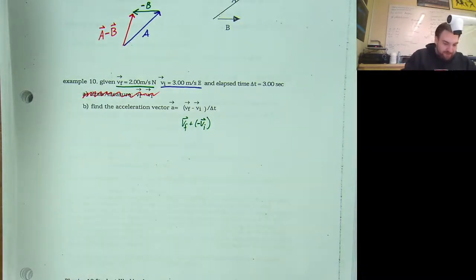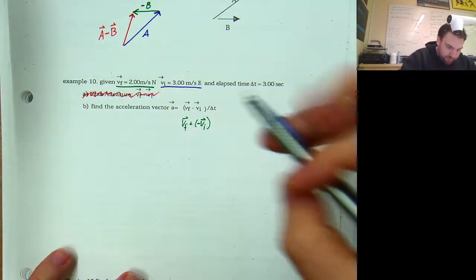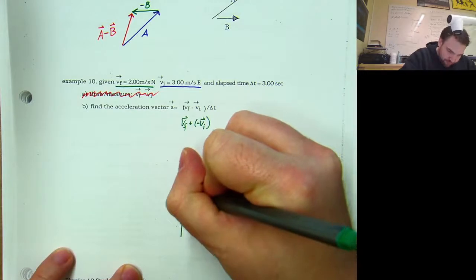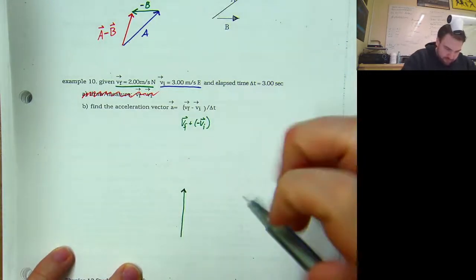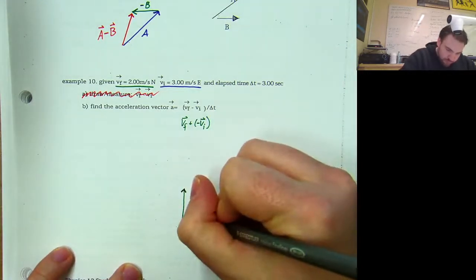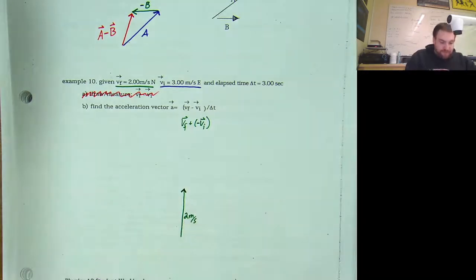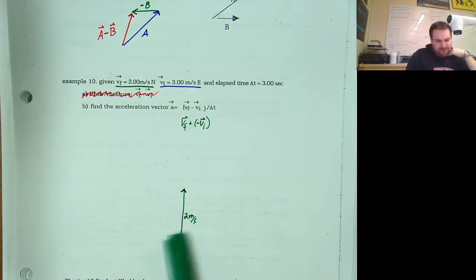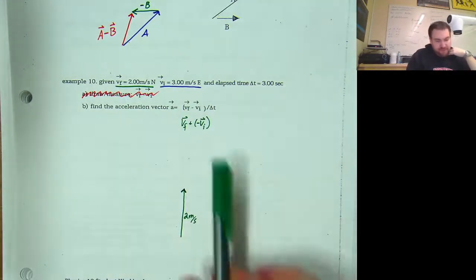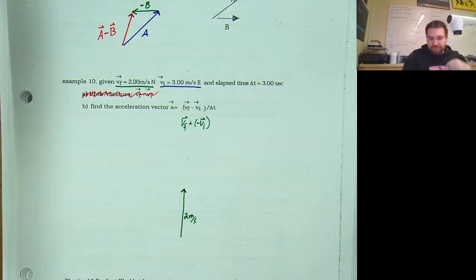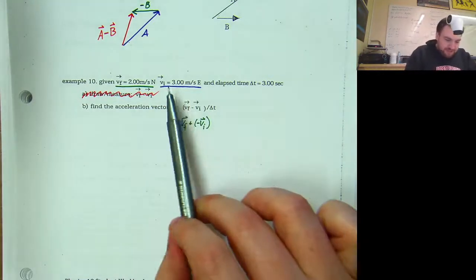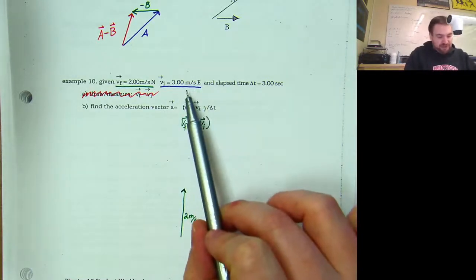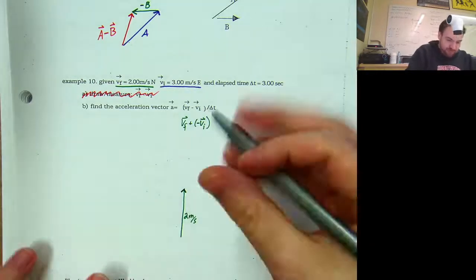So here we go. VF is 2 meters per second north, so it's going to draw a north vector. There's 2 meters per second due north. And this one's going east. On these ones, I didn't have to draw my little coordinate grid because it's north and east perfectly. If it was weird angles, I would have. So VI is 3 meters per second east, but I don't want VI, I want negative VI. So I'm going to draw a 3 meter per second vector west, the opposite direction.